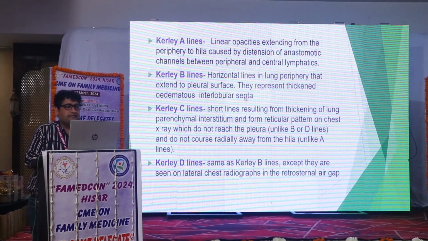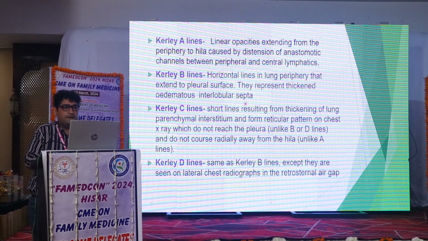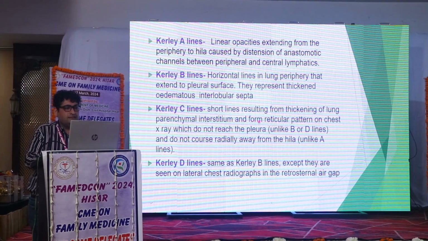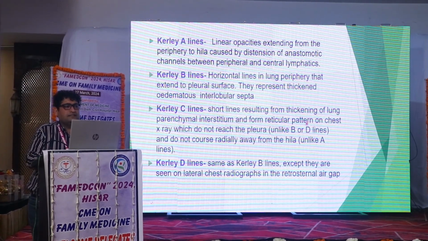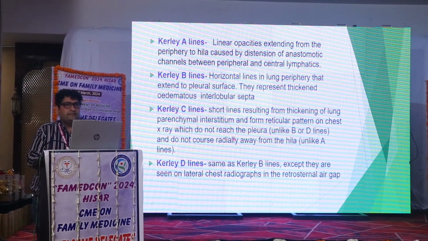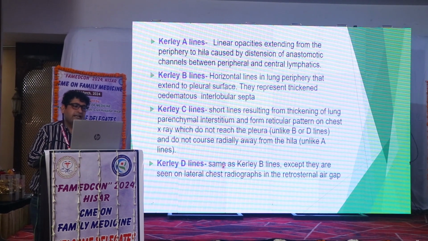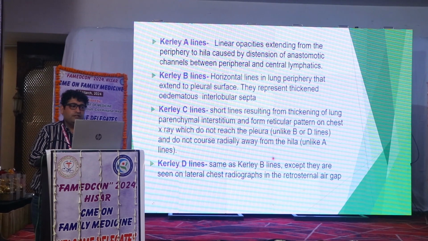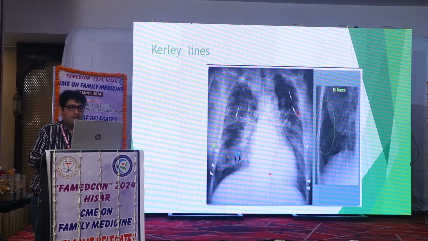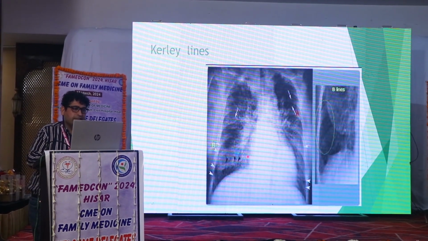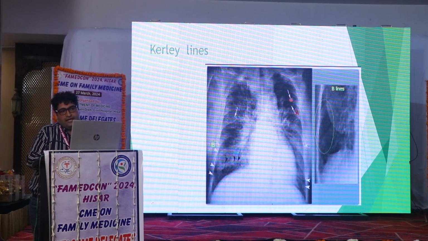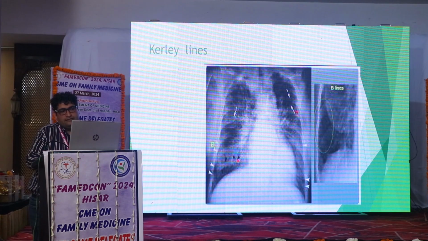They represent the thickened and edematous interlobular septa. And Kerley C lines are the short lines. They form a reticular pattern on the chest X-ray and they do not reach the pleural surface. Kerley D lines are the same as B lines, like in periphery they can be seen, but they are only seen on lateral chest X-ray. So here you are able to see that these are the Kerley D lines, these are the Kerley A lines, and this is Kerley C.